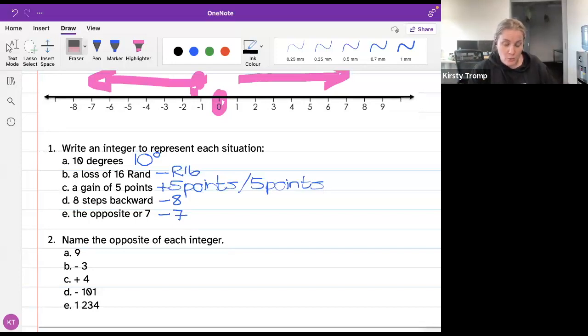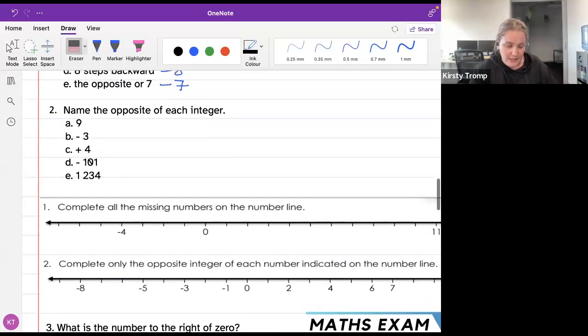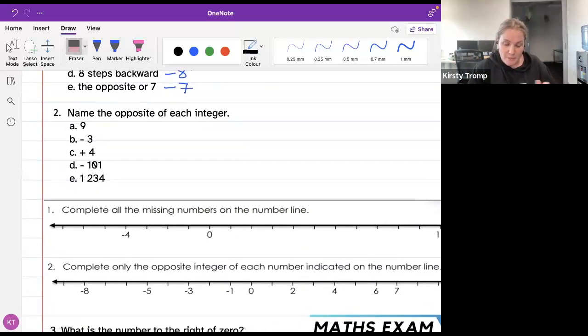All right, so we should have had a look at what we were answering here. So we had to name the opposite of each integer. So let's go through it quickly. All right, so for 9, the answer will be negative 9. Good, I'm seeing lots of answers in the chat. Well done, everybody. For 3, the answer would be positive 3. Good, and you can put a plus there if you want to. You don't have to put a plus there.